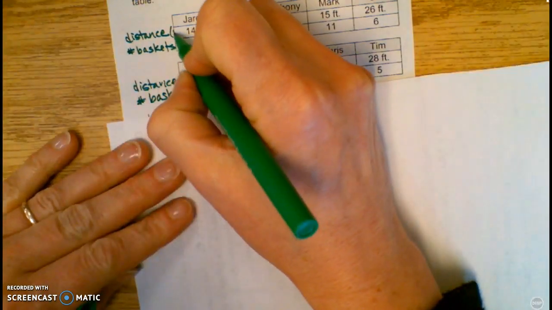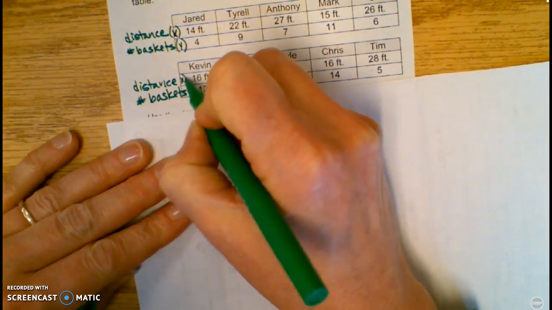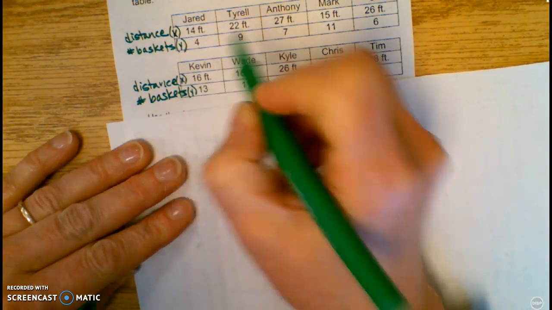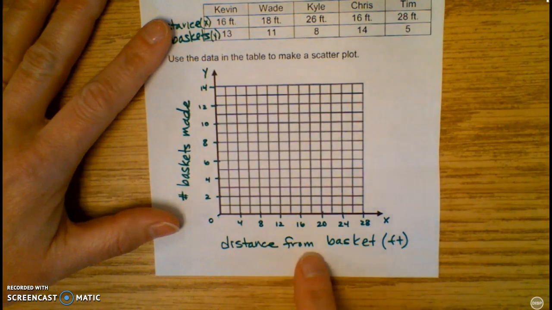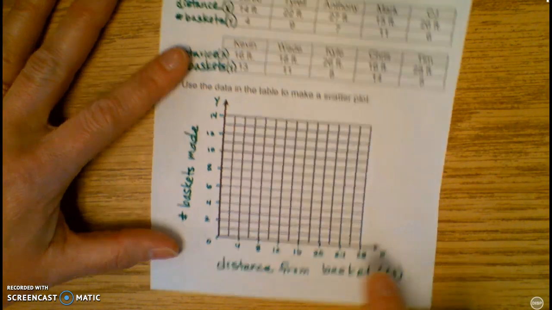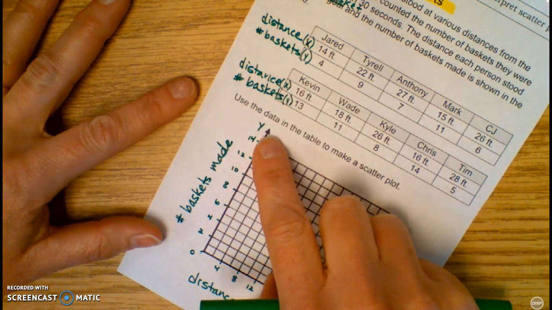So remember, typically your distance is your X, and we're counting the number of baskets that they can make depending on the distance. So that's why we have our distance as our x-axis, in other words the distance from our basket in feet, and then we have our number of baskets made that's going to be along our y-axis.